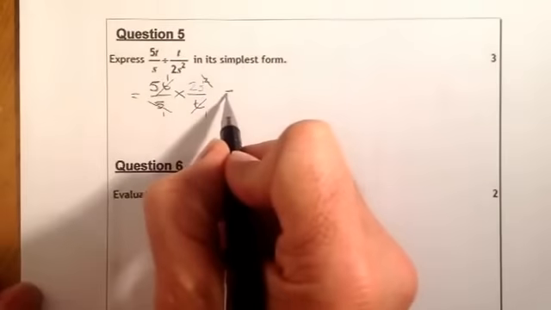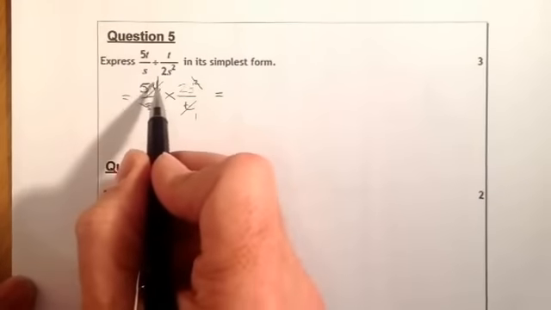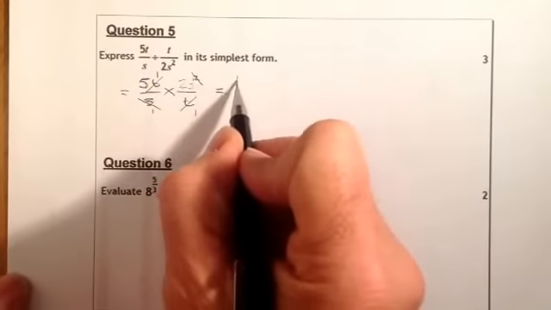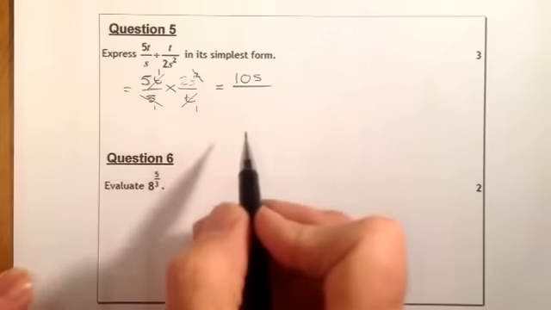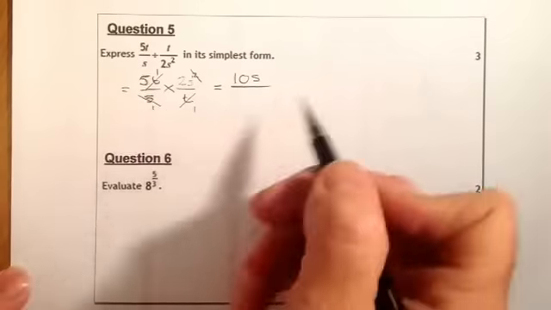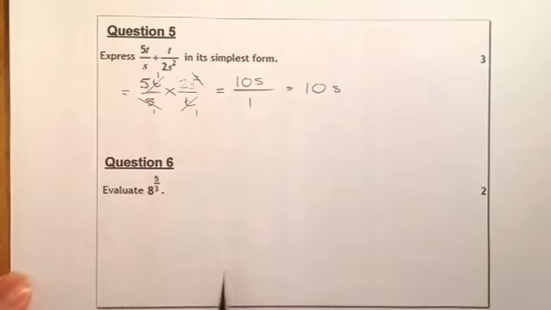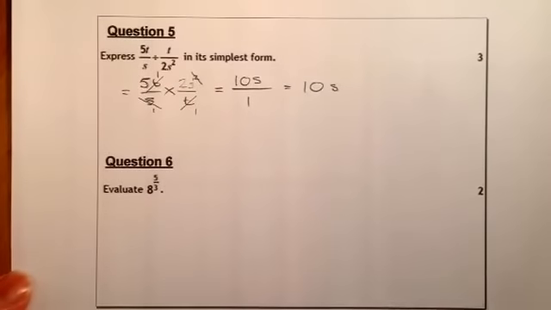What I'll now do is just multiply straight across. So 5 times 1 times 2 gives me 10. 10s on the top. On the bottom, I've got 1 times 1, which just gives me 1. So my answer there must be 10s. Okay, so that's the answer for question 5.